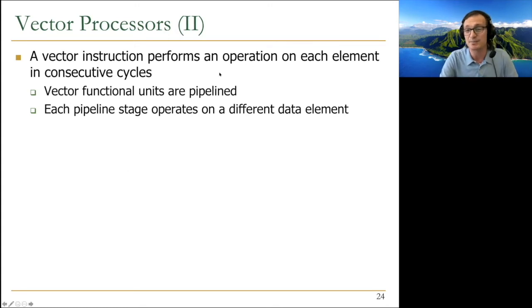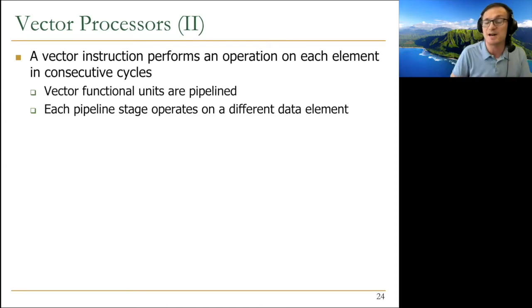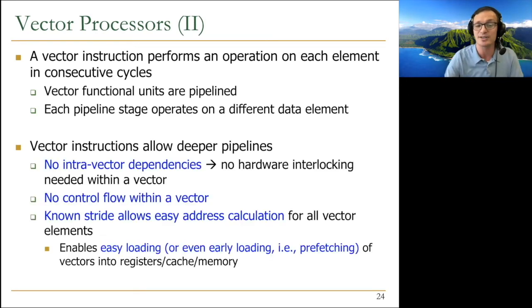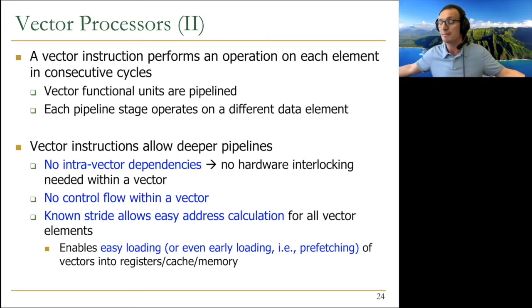So a vector instruction performs an operation on each element in consecutive cycles. Vector functional units are actually pipelined. Each pipeline stage operates on a different data element. Because each data element is completely independent of each other, each operation is completely independent, you can pipeline these vector functional units deeply. And you can pump in one element at a time, and your pipeline could be as long as possible without the penalties of a long pipeline. So vector instructions allow deeper pipelines because you don't have any intra-vector dependencies. So there's no hardware support needed for interlocking within a vector. You know that these operations are completely independent of each other because of the programming model.